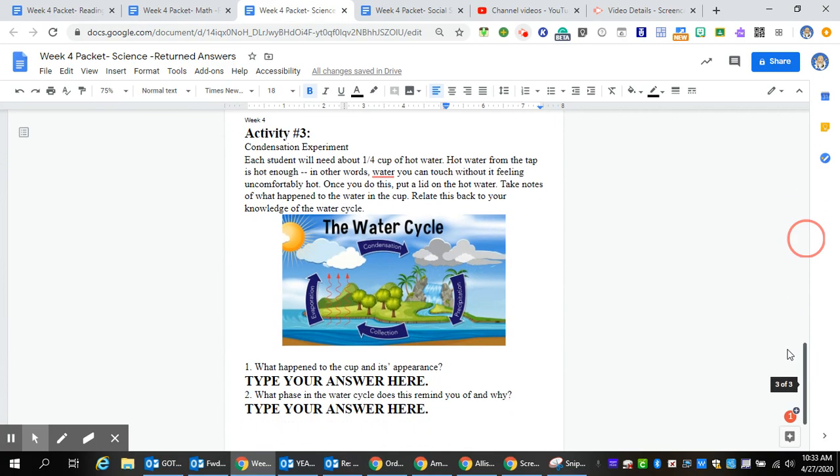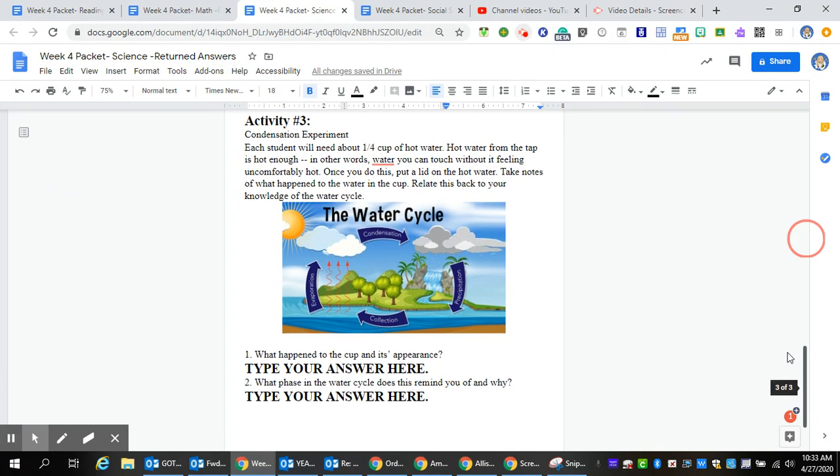And activity 3 gets us back to the water cycle. So you're going to do a condensation experiment. Each student will need about 1/4 cup of hot water. Hot water from the tap is hot enough. You don't need to boil water.